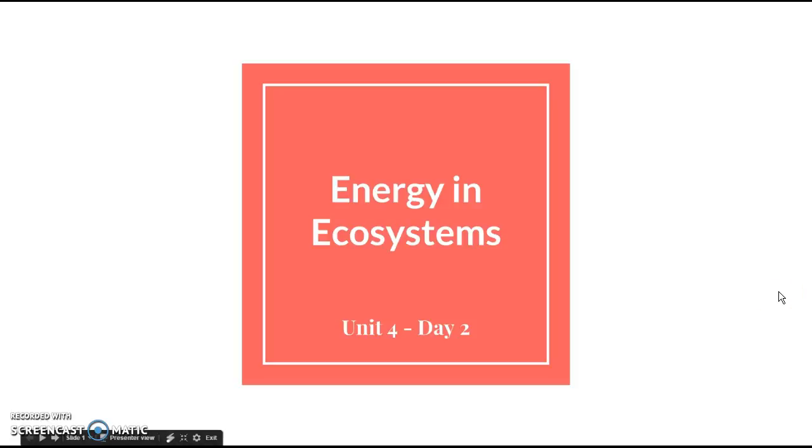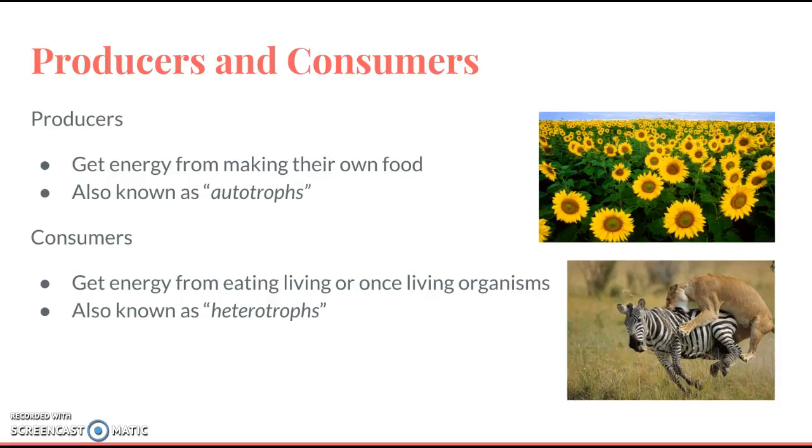Hey everyone, today we are going to be watching video number 2, which is going to be talking about energy in the ecosystems. And for this video, we're going to be talking about producers and consumers and some specific types of consumers, as well as trophic levels, food chain, and food web. So let's get started. You probably have heard since younger biology classes in middle school about producers and consumers.